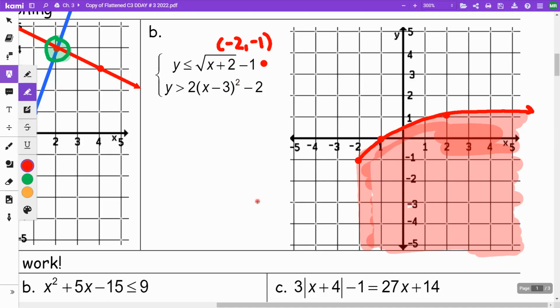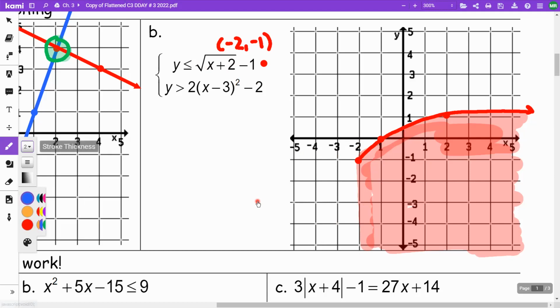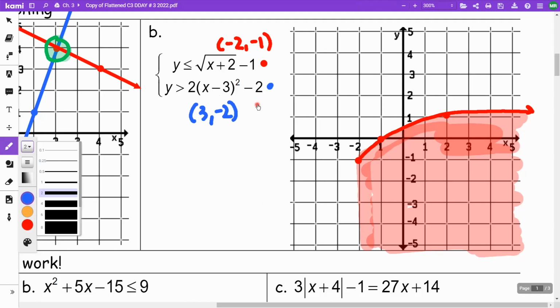Okay, so the other one, let's say I do it in blue. And so this one, it's a parabola. It's going to have a vertex at 3, -2. So I'm going to go 3, -2. So this gets a little fatter. Okay, so 3, -2. Okay, that's my vertex.